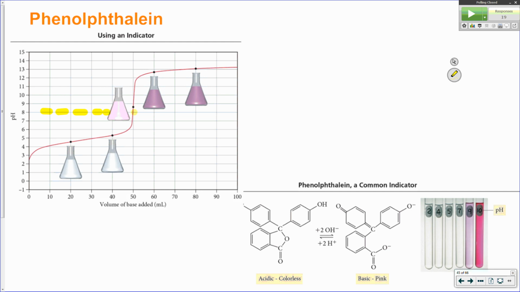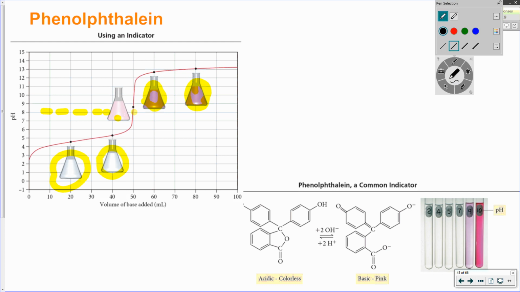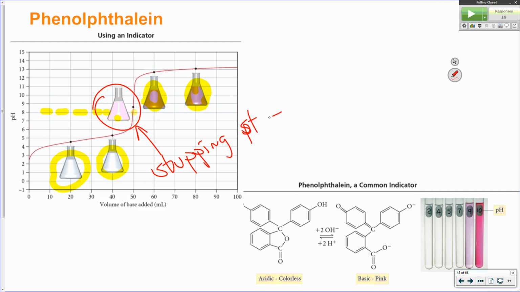At pH below 8, it's colorless. But then at about pH 8.5, it turns a light pink, and as soon as you get to pH 9, it's this dark pink. And what we would like to do is stop the titration when we get to light pink. This is our stopping point. That's what we call the end point. And the reason we want to stop it there is because once it turns to the dark pink, it's the same dark pink from there on, and you don't know how far you've gone. So we choose this intermediate color.